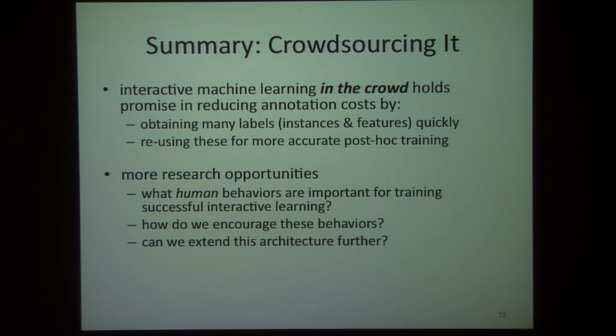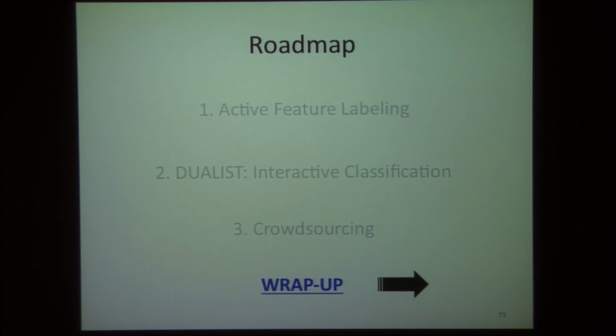There are a lot of interesting research opportunities that are still open, like what human behaviors are important in these interactive training scenarios, and how do we encourage these behaviors, and how can we extend this architecture even further. So there's still a lot to learn, a lot of open research directions, but I think if we can understand those better, maybe we'll be at an A+ machine learning system.